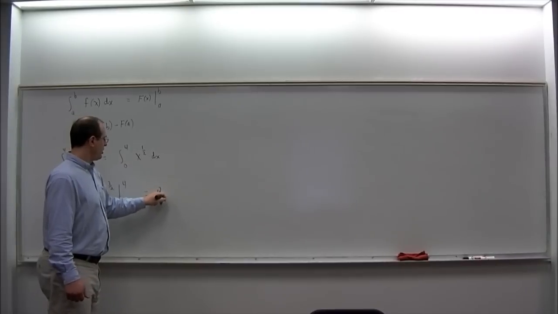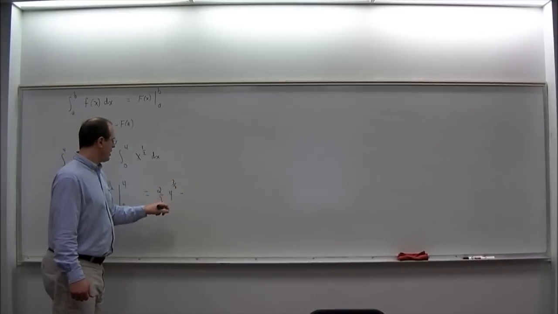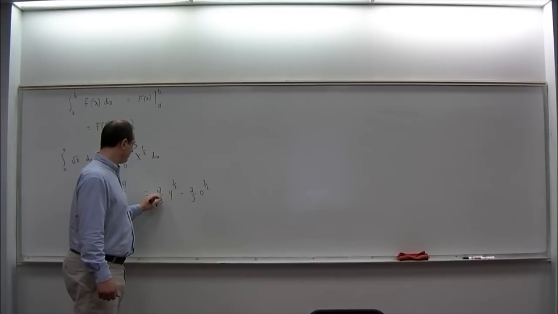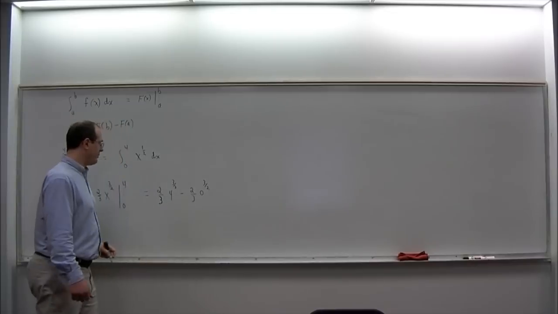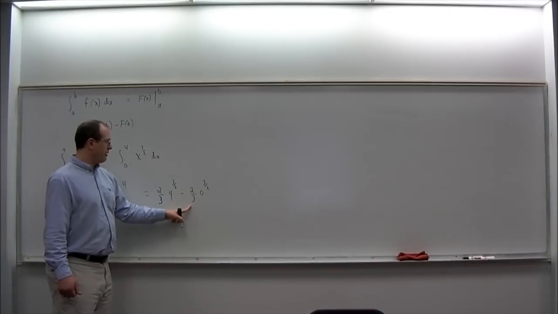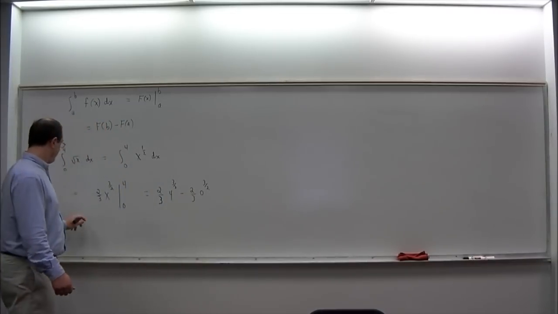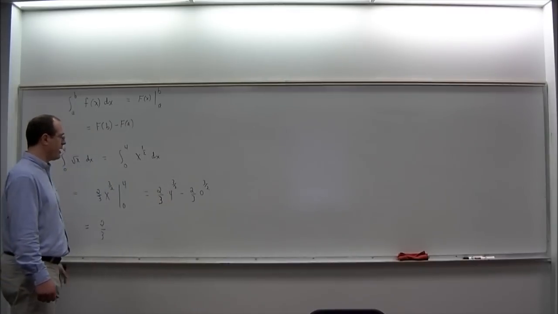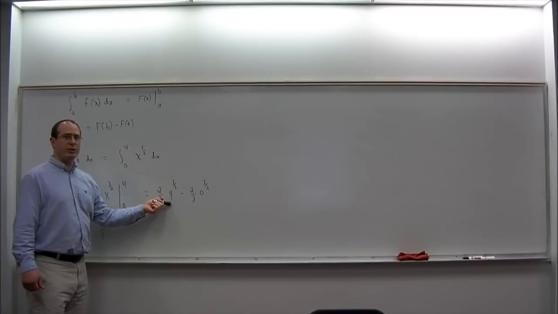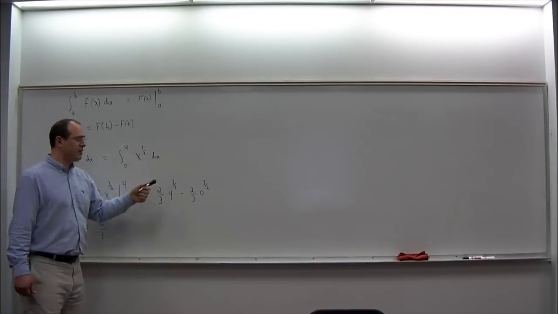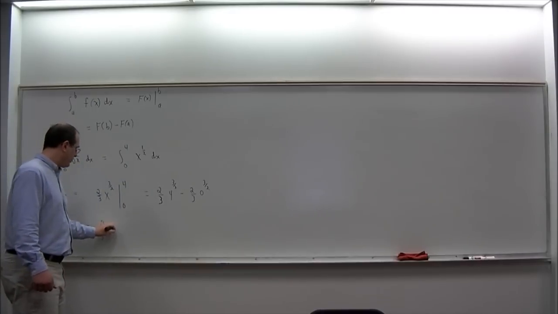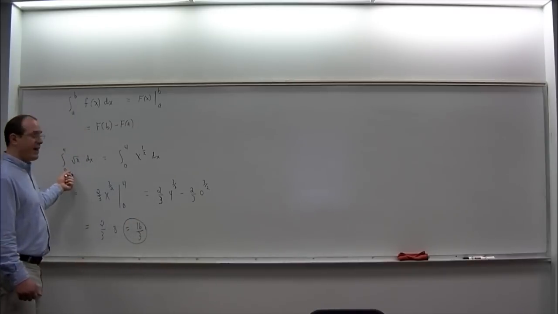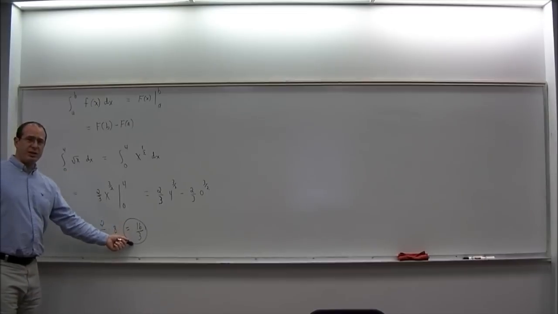So 2/3 times 4 to the 3/2 minus 2/3 times 0 to the 3/2. 0 to the 3/2 is 0, times 2/3 is 0, so this term is 0. And meanwhile, 4 to the power 3/2 means take the square root of 4, which is 2, and then raise that to the third power, which is 8. So we have 2/3 times 8, which can be rewritten as 16/3. So the value of the definite integral is 16/3.